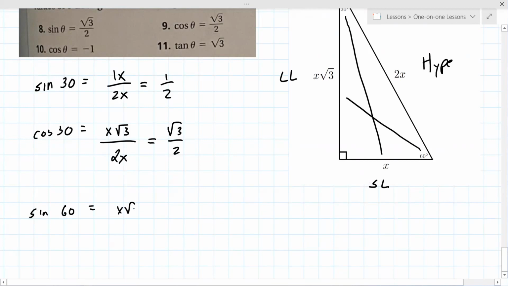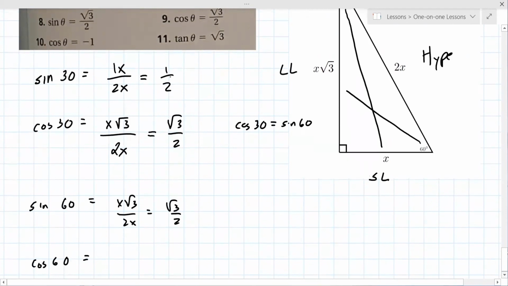So it's x square root 3 over 2x, which is square root 3 over 2. Do you see how the cosine of 30 equals the sine of 60? These two are the same. So what do you think the cosine of 60 is going to equal? The sine of 90. The sine of 30. Which is 1x over 2x, which is 1/2, because the cosine of 60 is the adjacent over the hypotenuse. So these are the same right here, and these are the same right here.